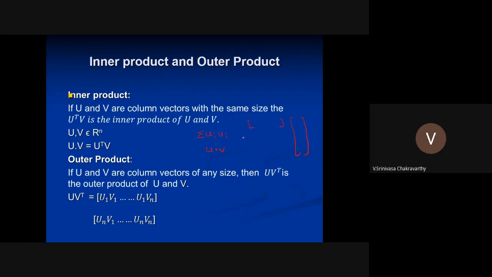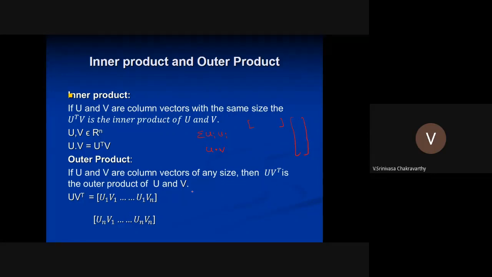There's a different kind of product that you can also define between vectors, again between column vectors. That is called the outer product, which we'll also be using in this course a few times. Inner product is U transpose V, outer product is U V transpose. Since we always assume the vectors are column vectors, U V transpose will give you a matrix, whereas U transpose V gives you a scalar. It's a reduction of dimension, whereas here there is an expansion of dimension, you get a square matrix.